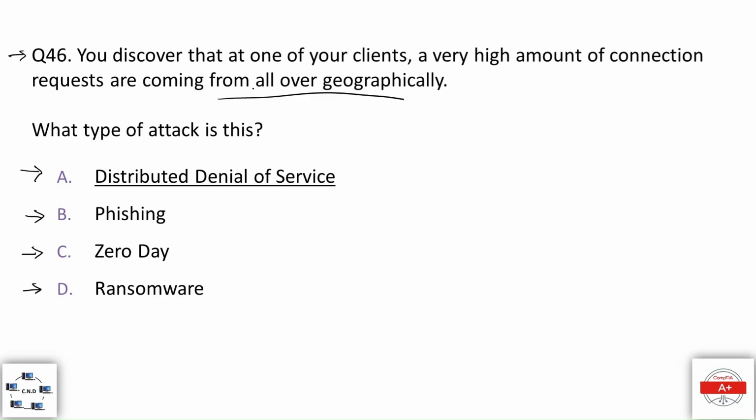Correct option is, so again, as we said, always focus on the name. So when your client receives a very high number of requests from all over geographically, it means that the server or the application of the client will be overwhelmed and the application will be slow or unresponsive to users. So this type of attack is known as distributed denial of service. Denial of service means that the service will be denied to the legitimate users, since there is a very high amount of fake traffic coming from all over the world.